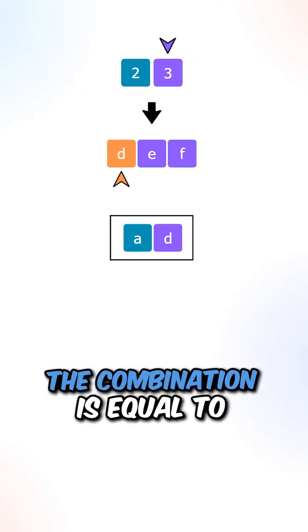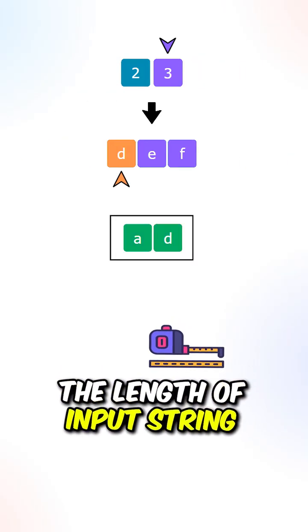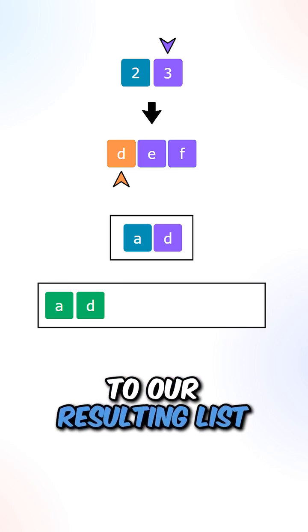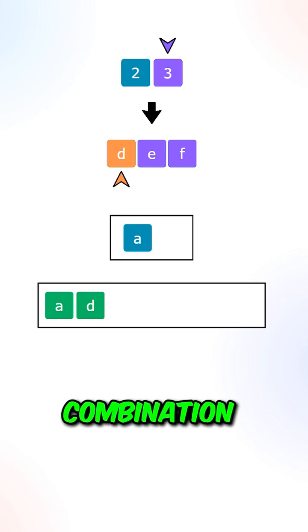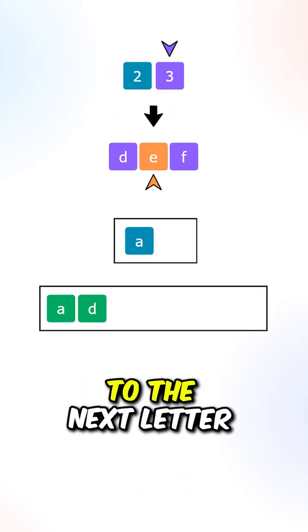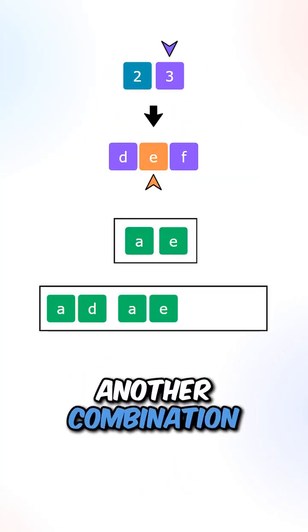Now, when the length of the combination is equal to the length of the input string, we can add it to our resulting list. Then we can backtrack our steps by removing the last character from the current combination. Then we can move on to the next letter to generate another combination.